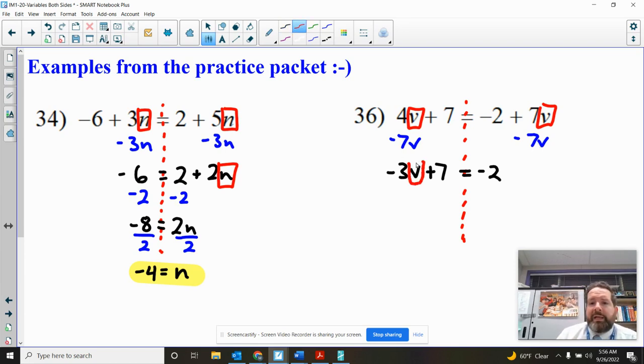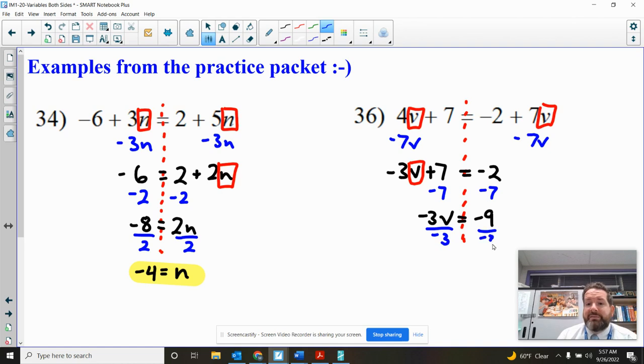Once again, my goal, I want to get v by itself. That means the negative 3 needs to go and the 7 needs to go. The 7 is further away. Let's start with that. So minus 7 minus 7. Negative 3v. 7 minus 7 is 0, so that went away. Negative 2 minus 7 is negative 9.